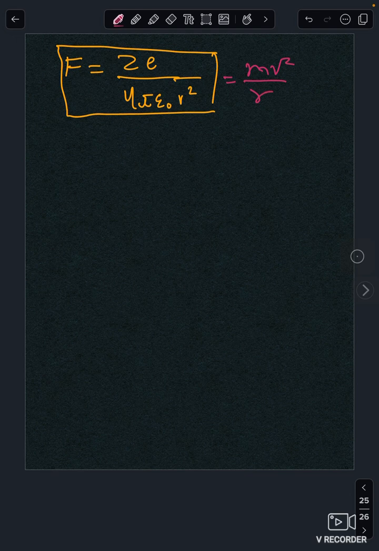And then when we take r, this r and this r cancel each other, so we get Ze squared over 4 pi epsilon. This is another way of writing this equation, m v squared.